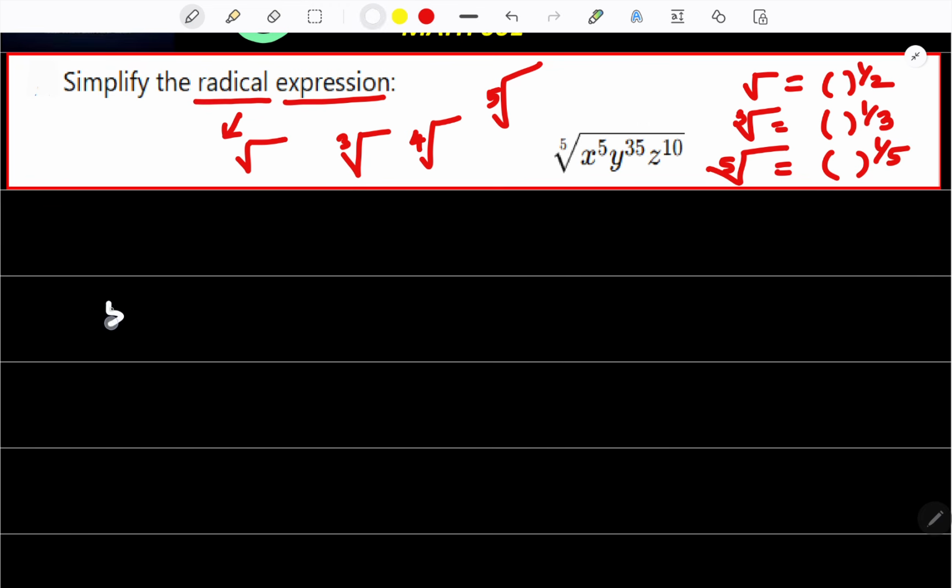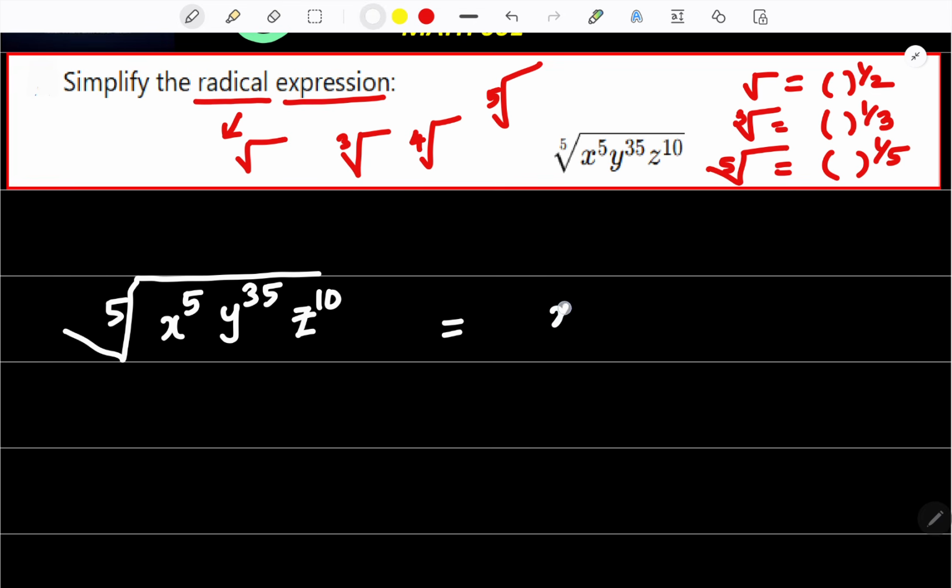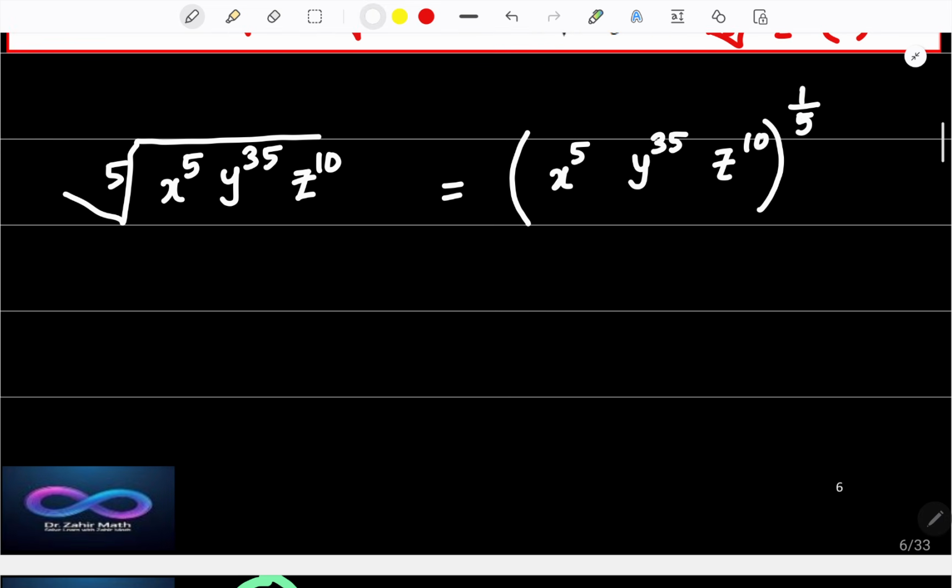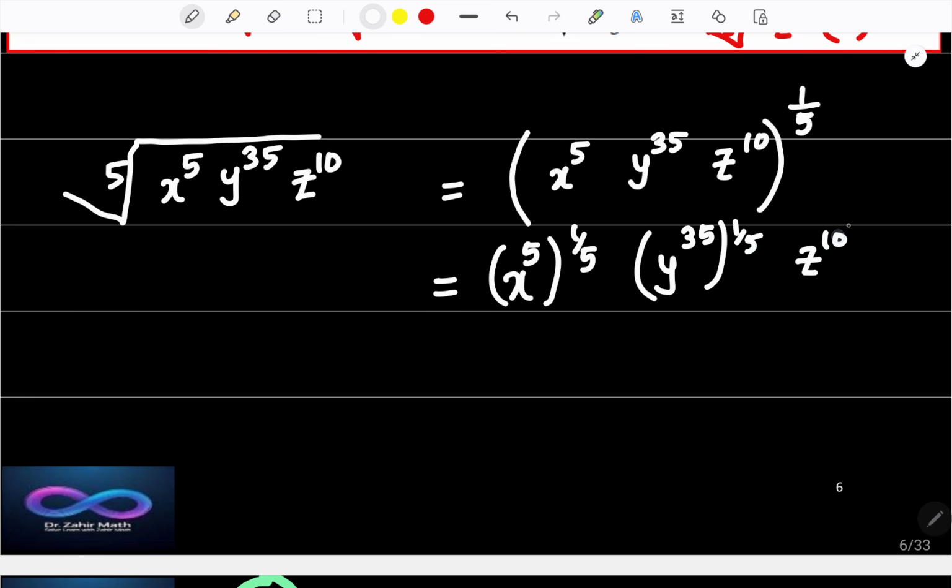So now the question is fifth root of x to the power of 5, y to the power of 35 and z to the power of 10. This is equal to x to the power of 5, y to the power of 35 and z to the power of 10. I open a bracket and I write 1 by 5. 1 by 5 means what? It is multiplying. So x power 5 multiply by 1 by 5. Y power 35 multiply by 1 by 5. Z power 10 multiply by 1 by 5.